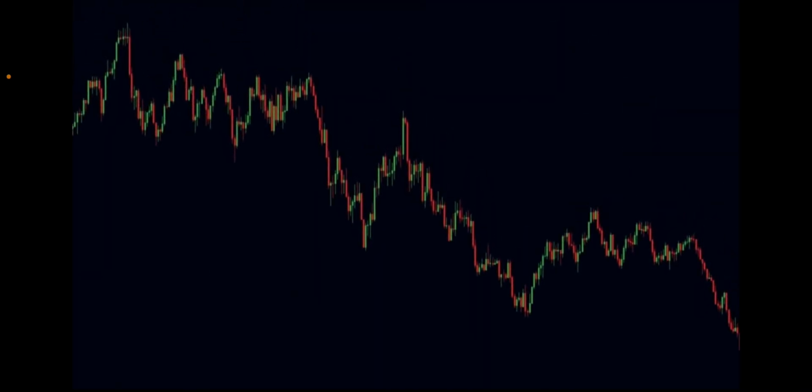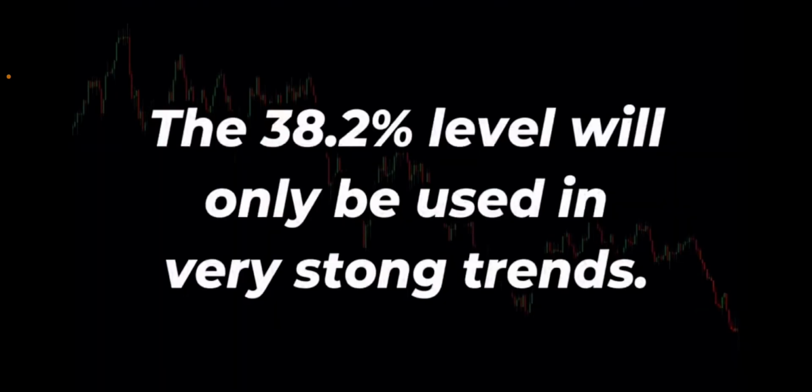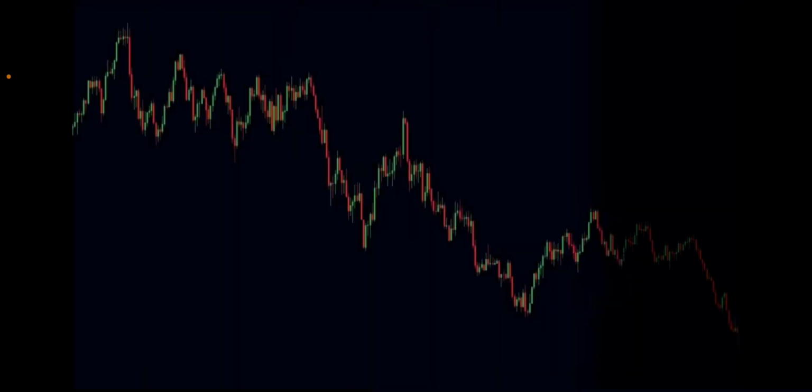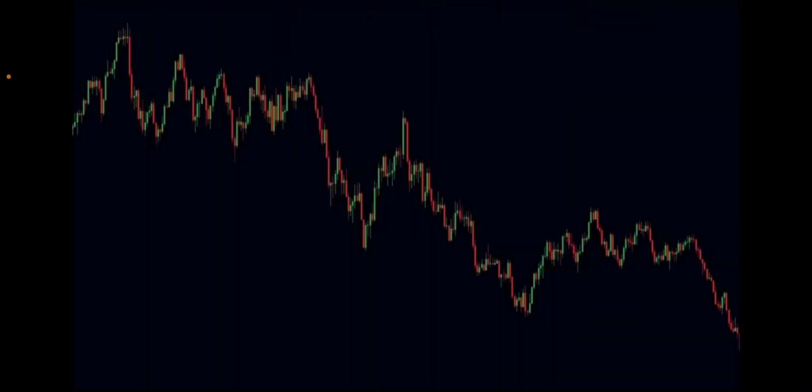On the other hand, when the trend starts to mature, the pullback will often find support at the 50 and 61.8% levels. In most trends, the price will tend to respect the 50 and 61.8 levels. The 38.2% level will only be used in very strong trends. So this was the theoretical part of Fibonacci trading.